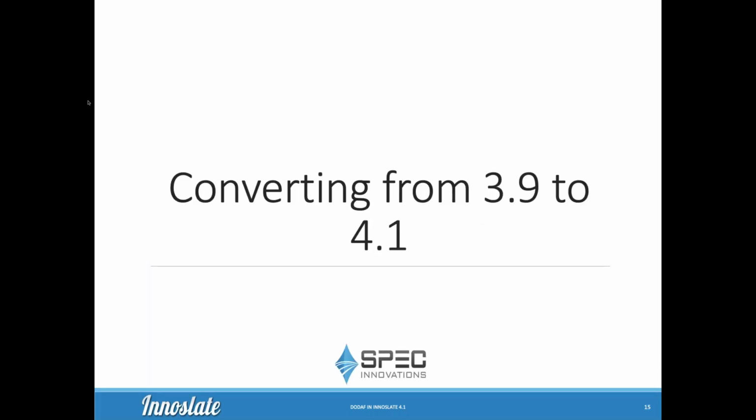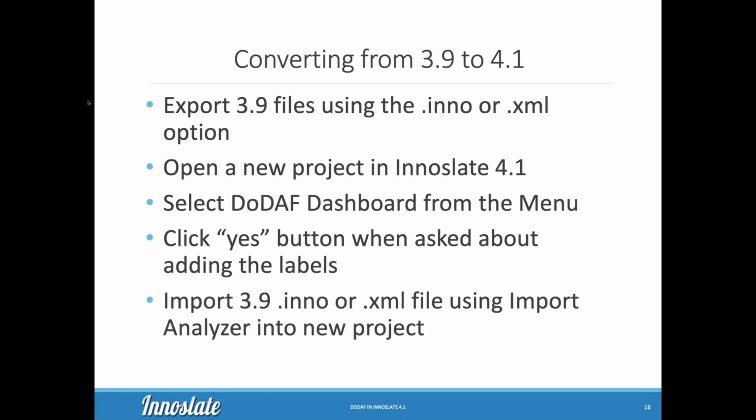So converting from 3.9 to 4.1, I know that's a big question a lot of people have right now. It's actually very easy. All you have to do is export the 3.9 files, and most of the time, I believe, it'll be on systems that have a .ino option as an export option for the tool. The reason you want to use that one is that it includes any pictures you've uploaded or files or anything like that, and captures it all as a zip file.